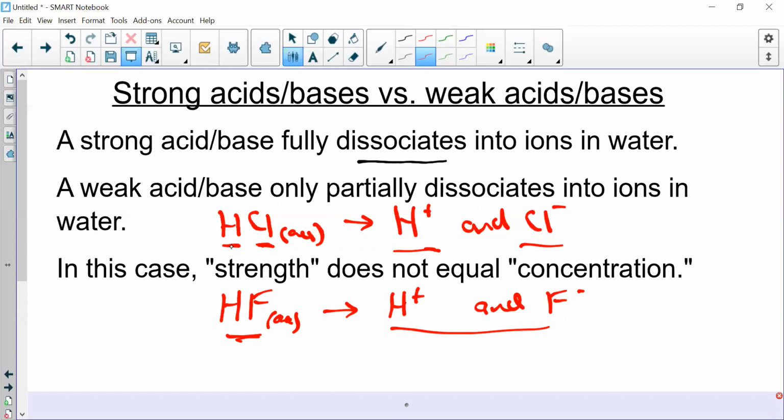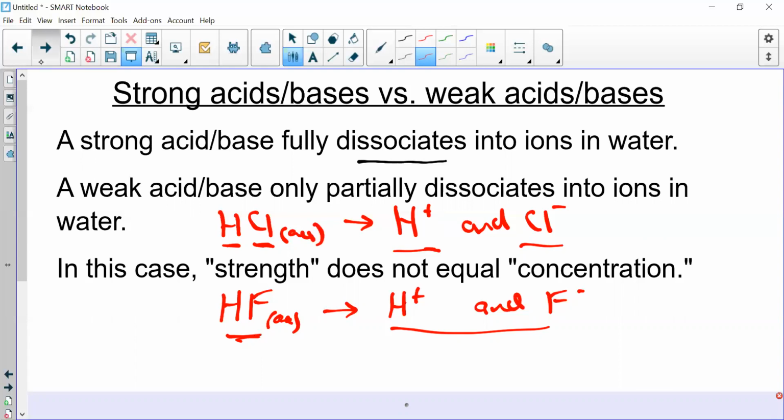And you might say, well, why wouldn't it always do that? Well, there's something else in the solution that it has to compete with, and that's water. So basically, in this case, the water outcompetes the chloride in getting back the hydrogen. It's able to keep these apart. Where in this case, the fluorine is able to fight the water and take the hydrogen back.